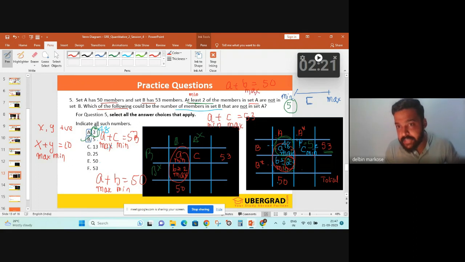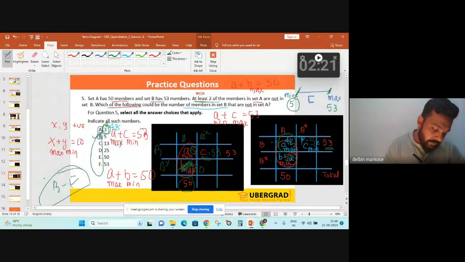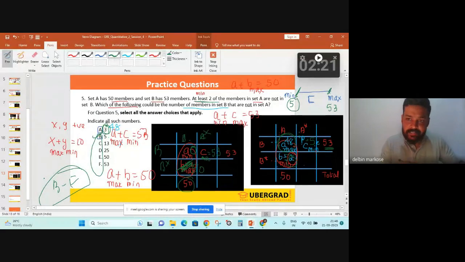Now think logically: what is the maximum value I can go for B? I can go up to 50 also. If B is 50, A plus 50 equals 50, so A will be 0. If A is 0, what is the value of C? The maximum value will be 53. Clear? So any value from 5 to 53, I can pick. I will pick all the options from B to F. Is this explanation clear to everyone? Please confirm it.